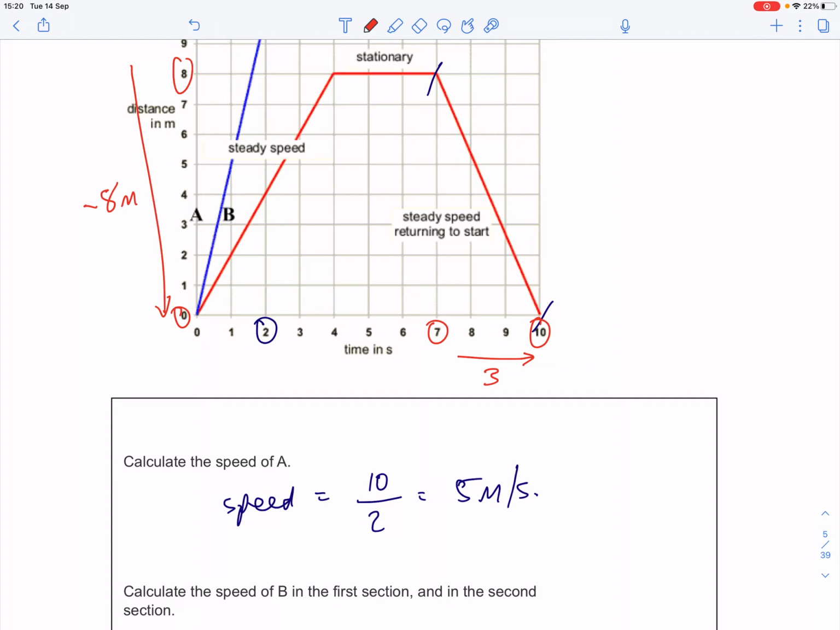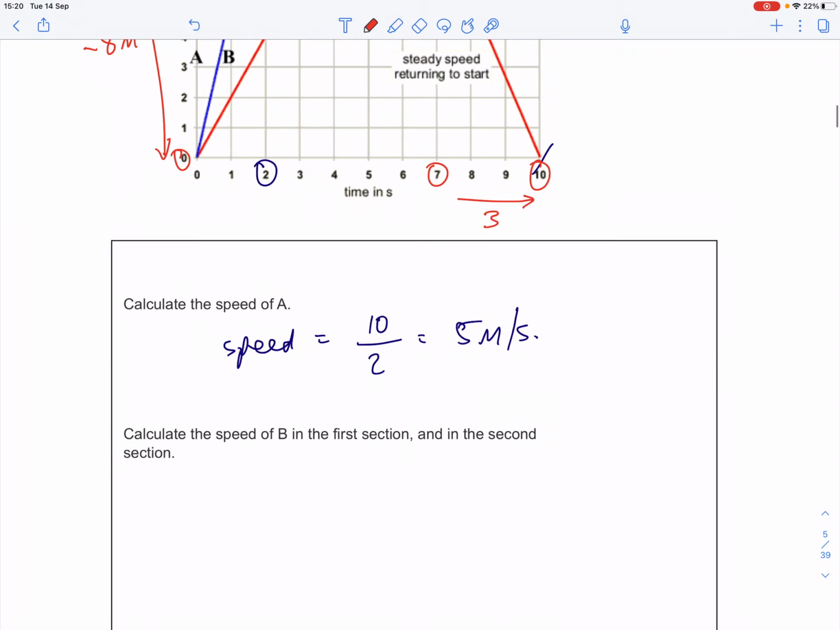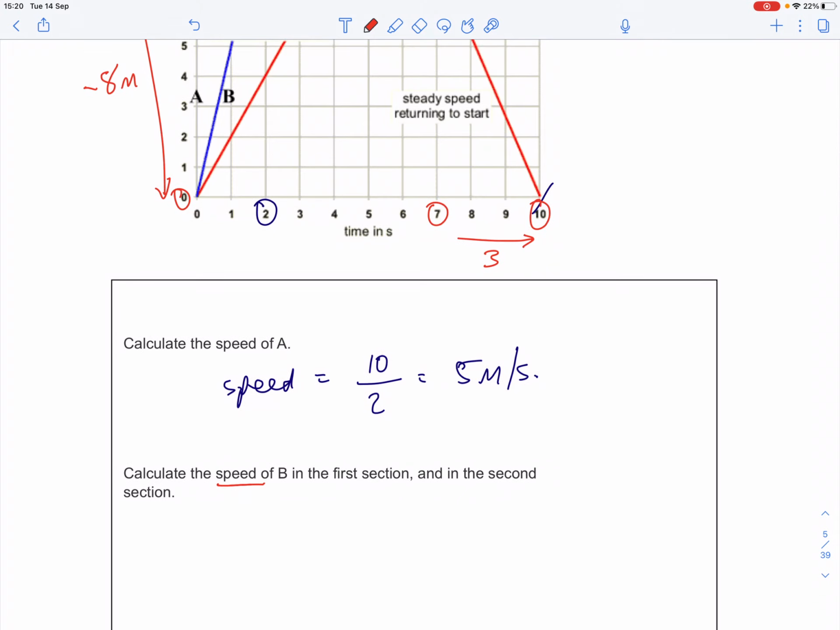So in terms of the magnitude, that's 8 over 3. In terms of the actual vector quantity, the actual velocity, it's going to be minus 8 over 3. It only wants the speed here, so it's talking about the magnitude of it. So I'm going to ignore the negative sign. If it was asking for the velocity, I would include the negative sign. So the speed here is going to be 8 over 3. It's travelled a distance of 8 meters in the opposite direction, obviously backwards, returning to the start, which is going to be 2.67 or 2.7 probably, you would round it, meters per second. Okay, and that's that.